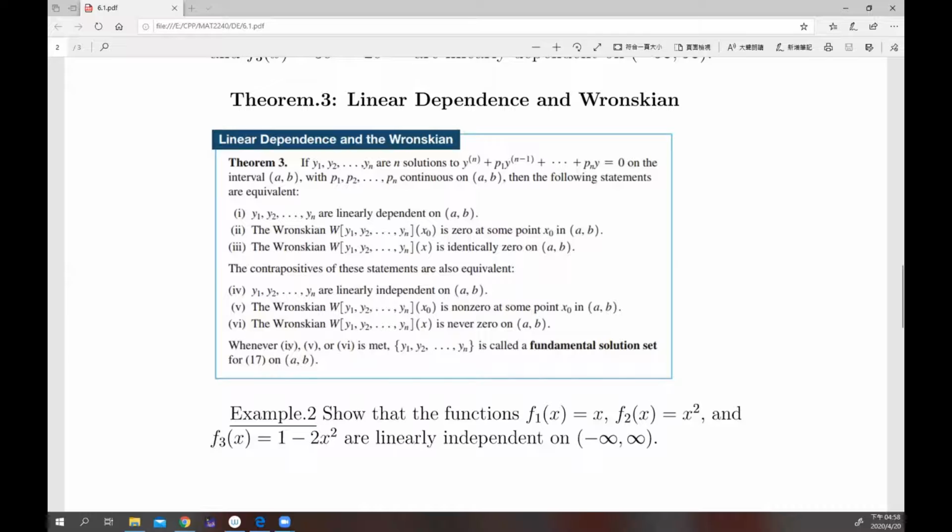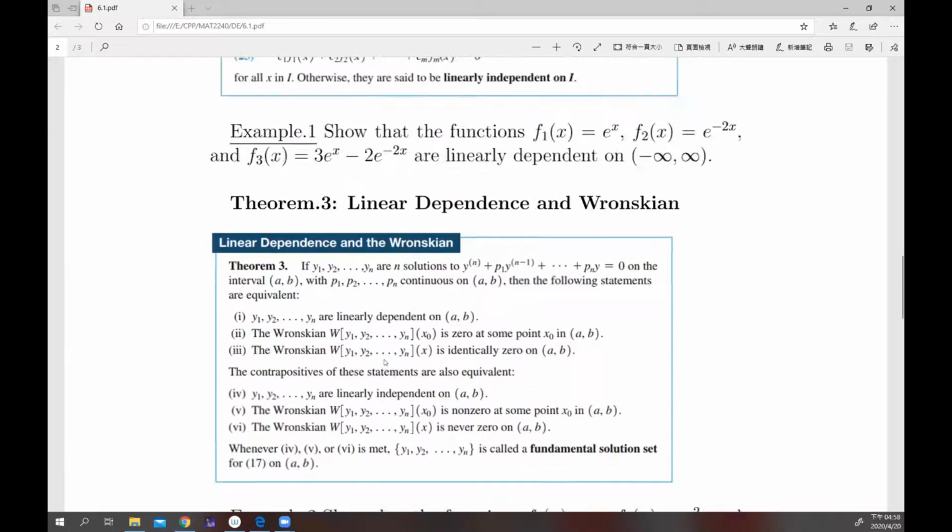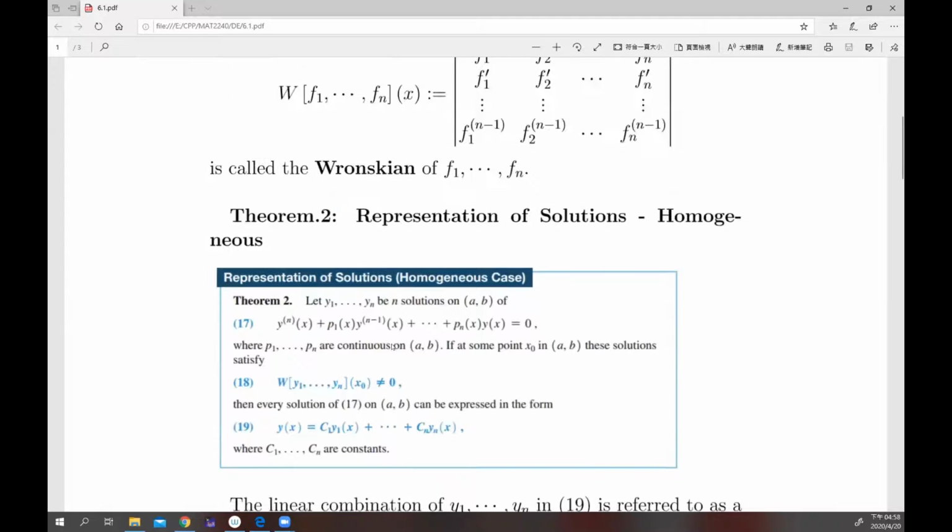Okay? Whenever 4, 5, or 6, which are these, is met, this set of functions is called the fundamental solution set for 17 on AB. So 17 is the equation from earlier, which is this homogeneous differential equation, higher order.